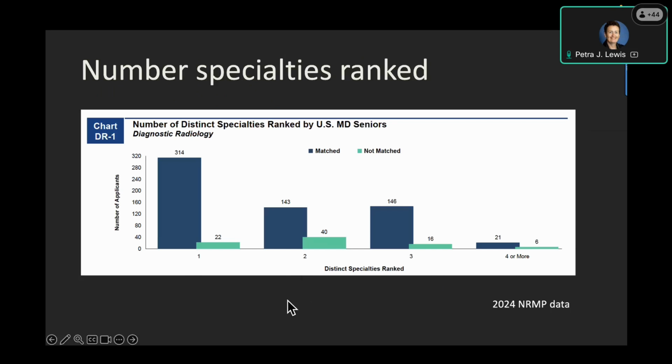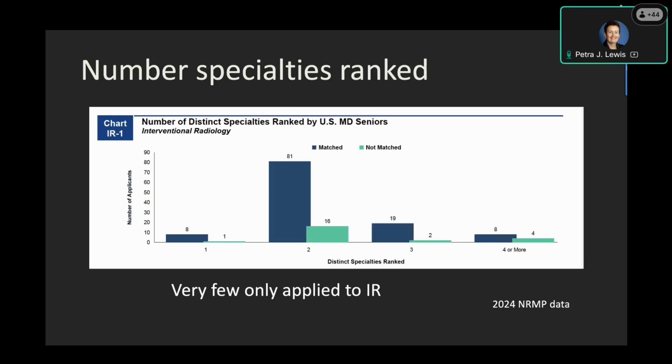So it's a little bit of a false illusion here, but still an awful lot of students are applying to, there's a big chunk here applying to 3. So obviously that's IR, DR plus something else. And that is very different from how it used to be, as I'll show you. And this is IR. There were only 8 students who matched who applied to only IR, and there's 1 who only applied to IR who didn't match. So the vast majority, and I'm assuming most of these 81 here, and I could sit down and do the math and come up with a guesstimate, applied to DR and IR, and then these were applying to other specialties as well.